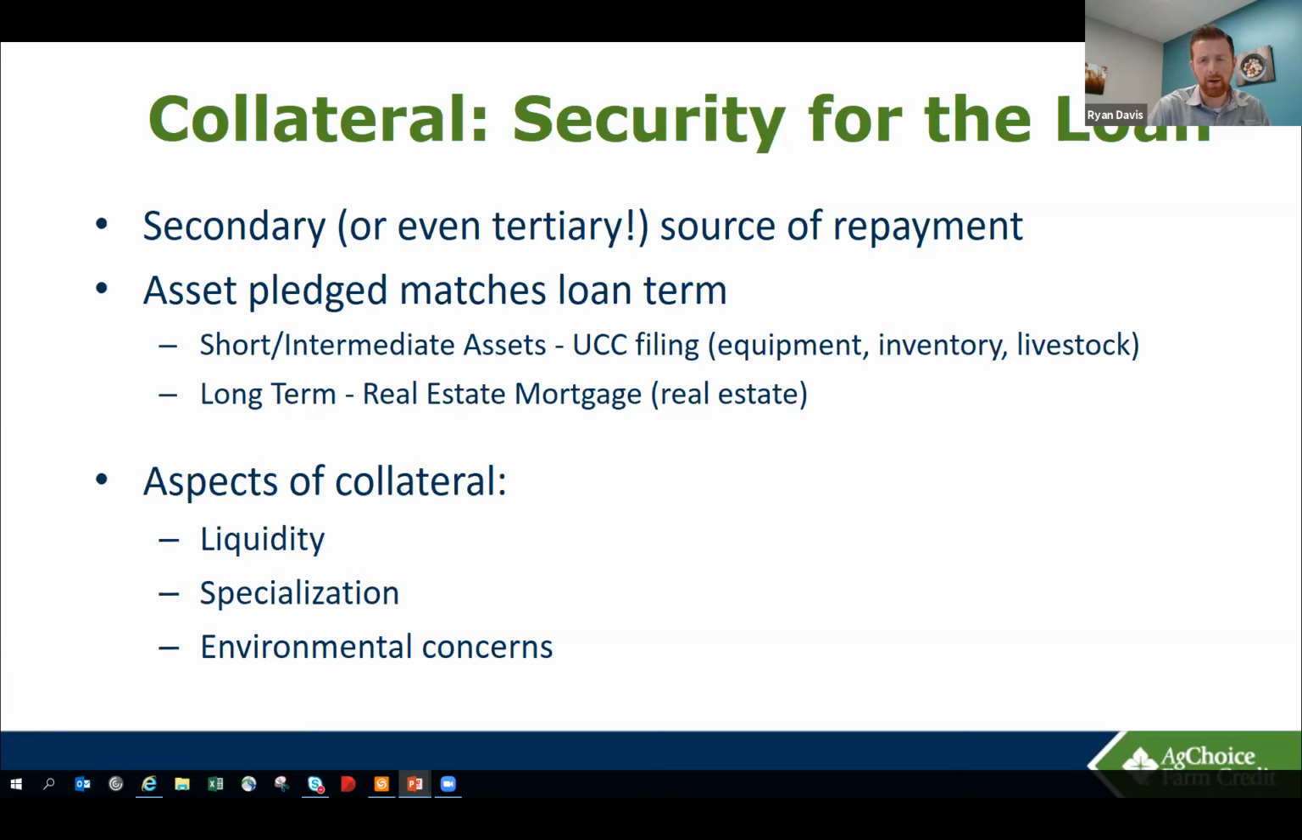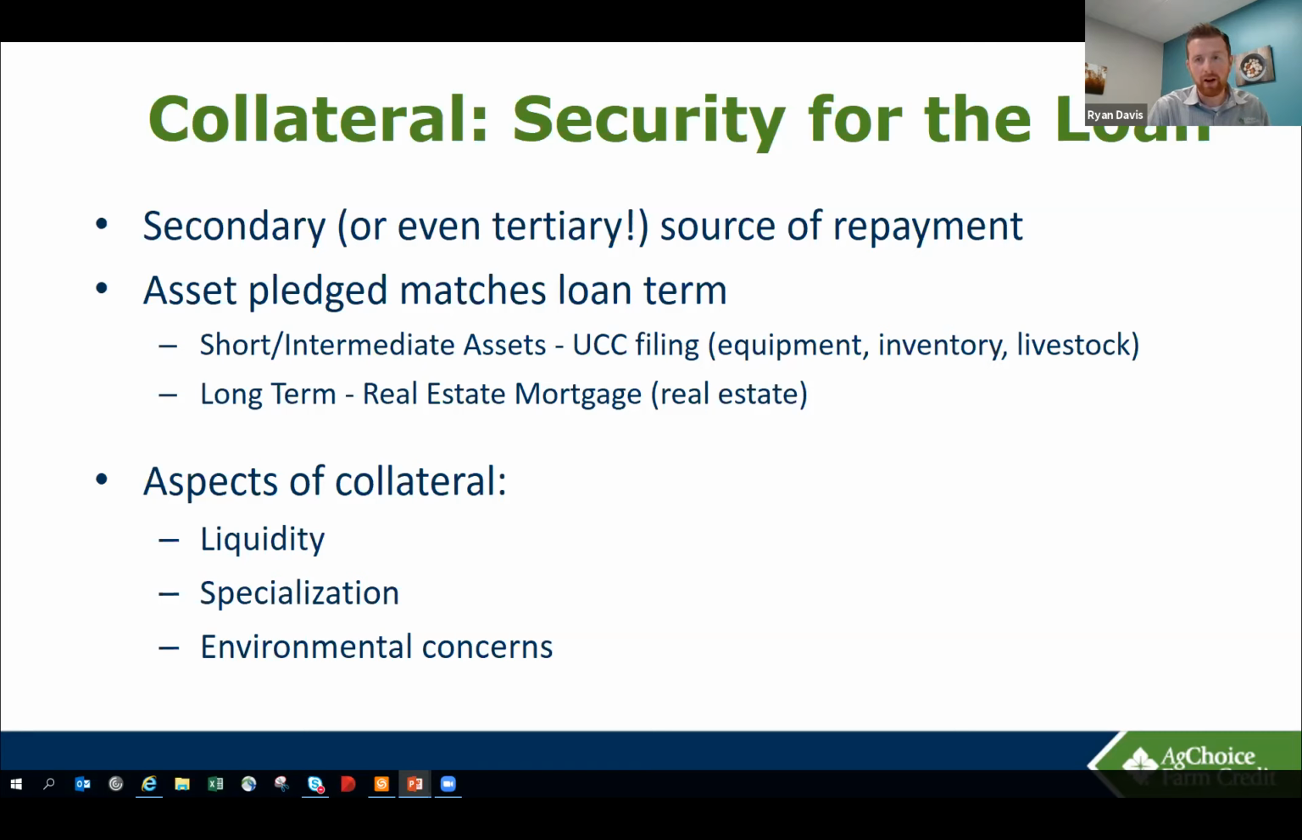Some other aspects to think about with collateral is the liquidity of the collateral, and that means how quickly could we gain access to funds if we had to liquidate that collateral or sell that collateral. So a piece of real estate may take a while to sell. A tractor or something like that may be pretty quickly sold to a dealer. We also need to think about specialization. So if we took a cotton gin as collateral, for example, in Pennsylvania, that may not be the best piece of collateral since there's not much, if any, cotton industry in Pennsylvania.